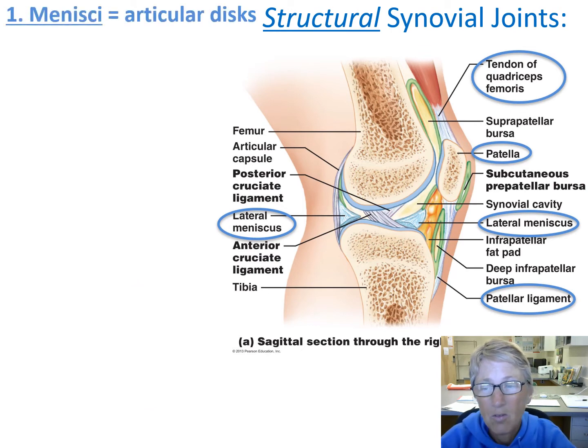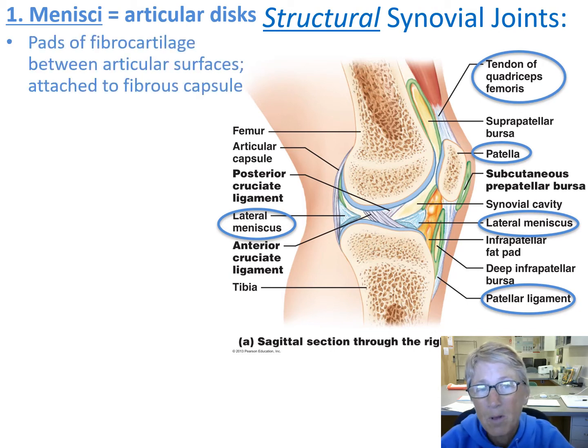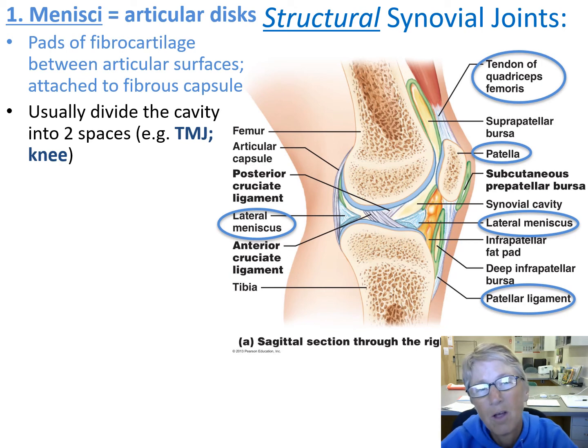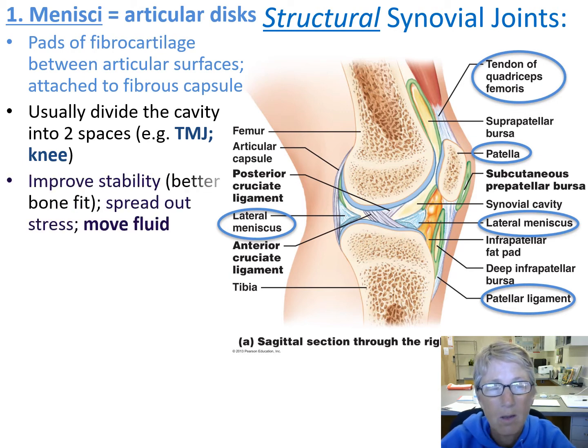Okay, in this cartoon, this shows the lateral meniscus, and if you could look on the other side of this cartoon, you'd see the medial meniscus. Menisci are just pads of fibrocartilage between articulating surfaces. They usually divide the cavity into two spaces, like the temporomandibular joint and the knee joint have menisci.